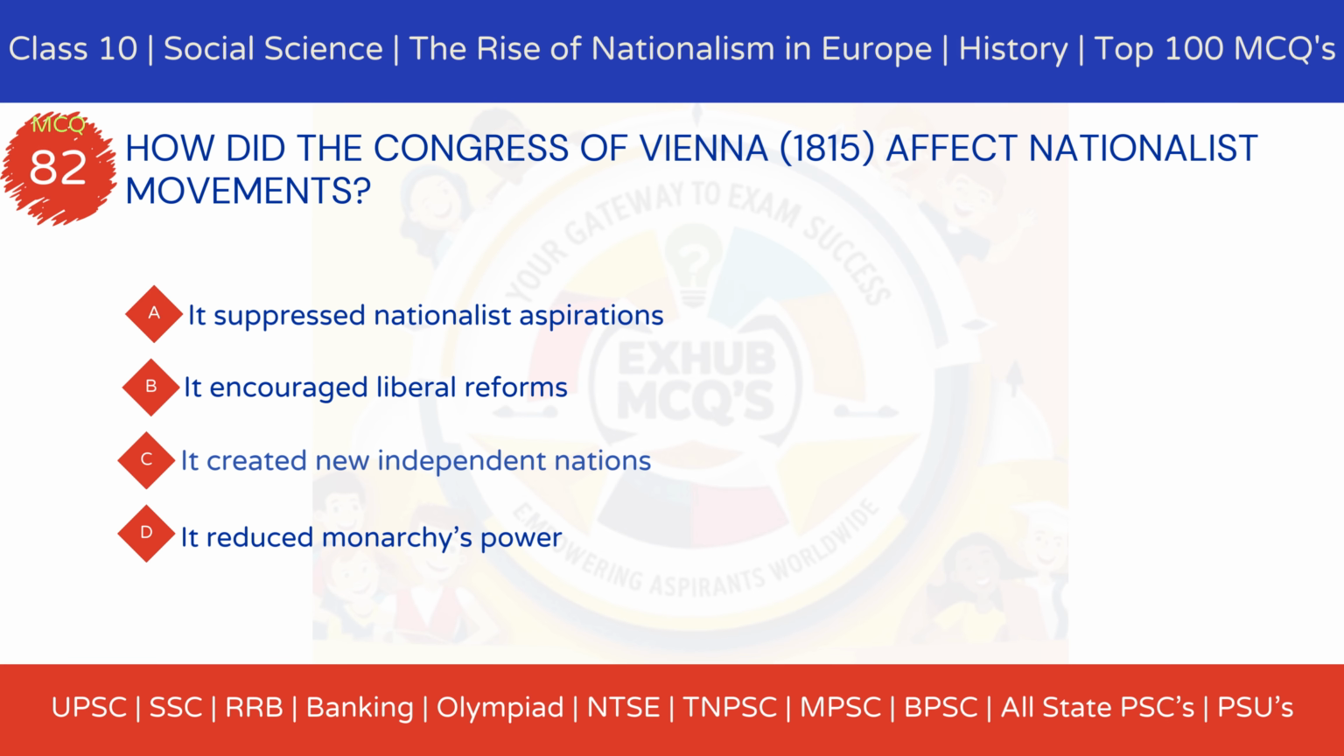MCQ 82. How did the Congress of Vienna, 1815, affect nationalist movements? Option A, it suppressed nationalist aspirations. Option B, it encouraged liberal reforms. Option C, it created new independent nations. Option D, it reduced monarchy's power.